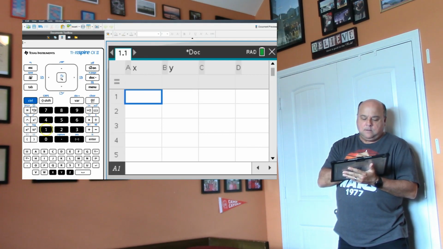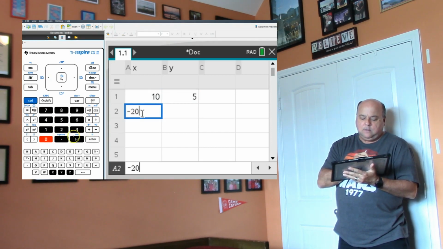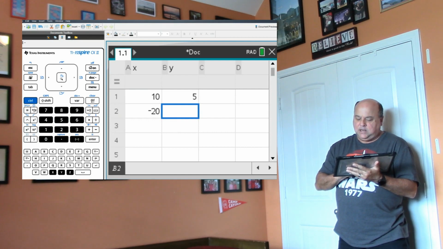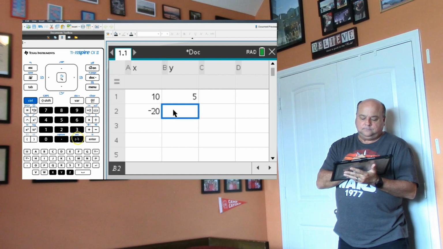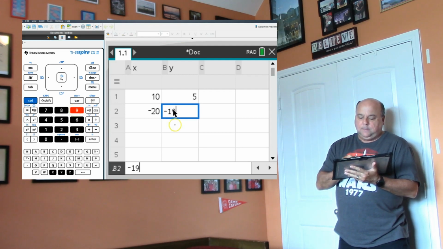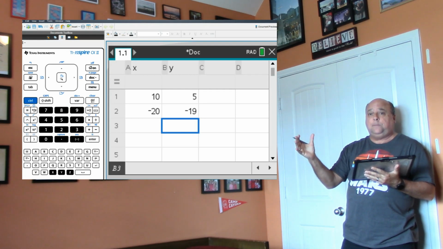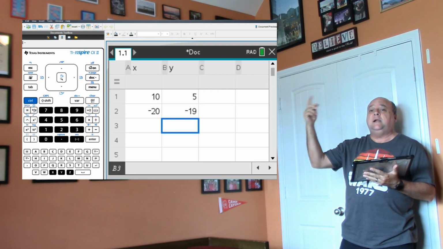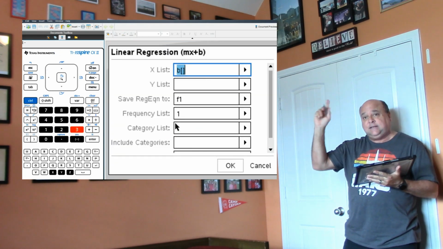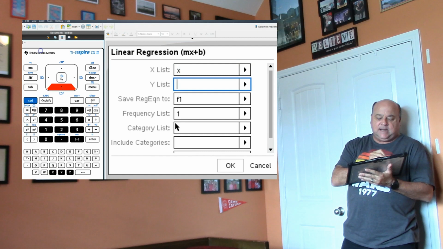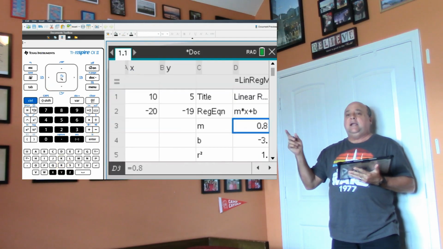So 10, 5, negative 20, and is it negative 19? Negative 19. I'm going to go down. Make sure that blue box is not over the negative 19. So I got my ordered pairs in. Menu 4, 1, 3. I'm going to get my M and my B. So menu 4, 1, 3. X down, Y down, enter. X down, Y down, enter. And right here, my M is 0.8.